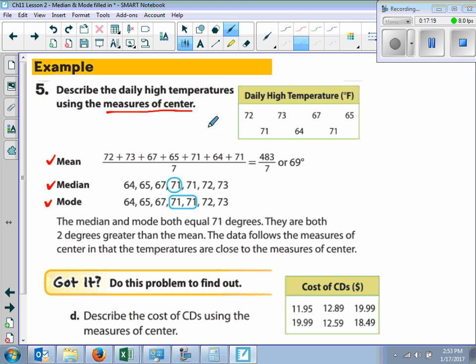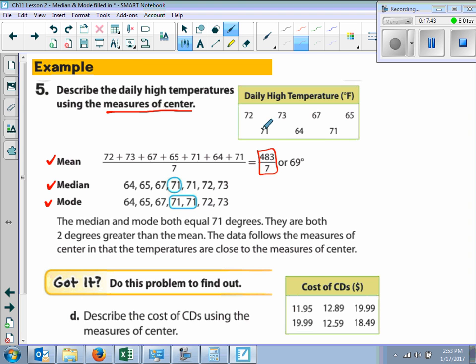Now I want to remind you guys, that you don't have to do this part right here. Once you add your numbers, you can go straight to this part. So we add the numbers, divide by 7, and we end up with 69 degrees. That's the mean, that is the average.